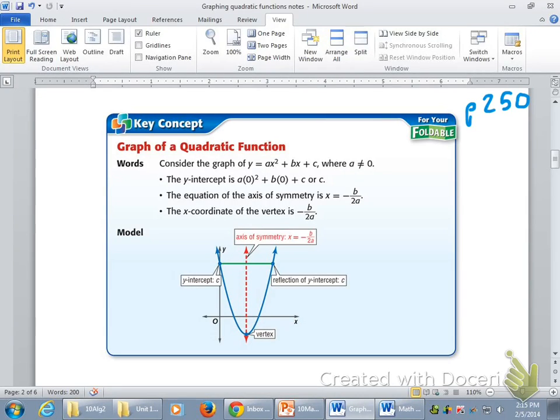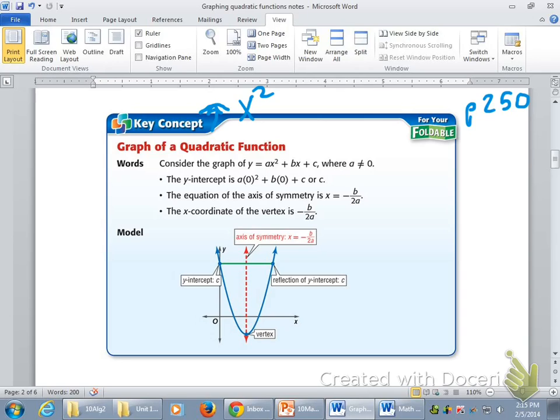All right, so this picture is on page 250, and you're copying that picture down for me. These are quadratic graphs. What makes a graph quadratic? What exponent? To the second power. Absolutely correct. So it's the exponent to the second power that makes it quadratic.